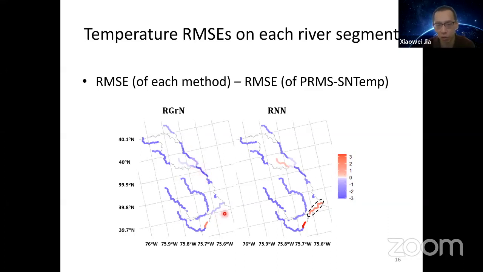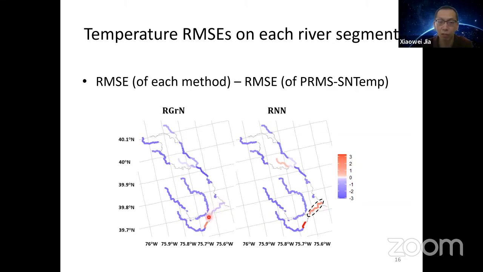That means we get better performance. And especially for certain river segments, we can see our method gets much better performance. For example, this segment in this dashed circle. The reason is because in this segment, we have very limited training data in the first 24 years, but we have plentiful testing data. And the performance is bad in RNN because if we don't have sufficient training data for this segment, then it cannot capture the local patterns of this river segment.